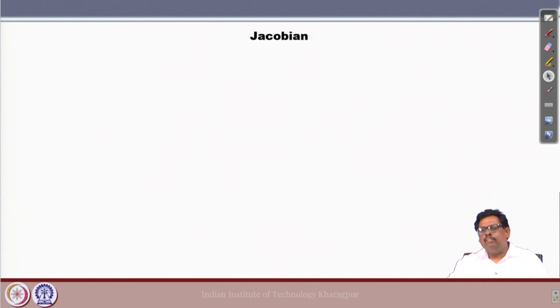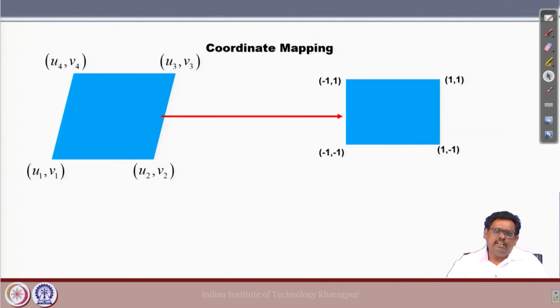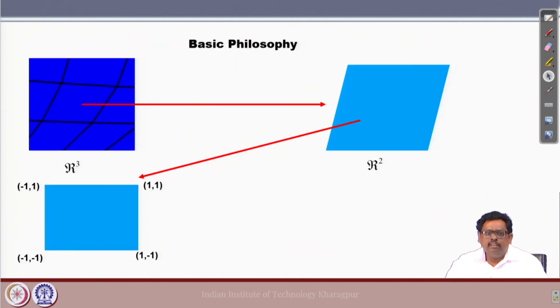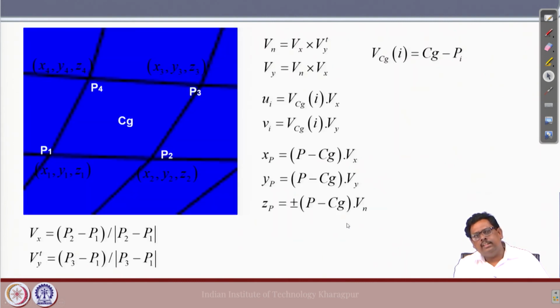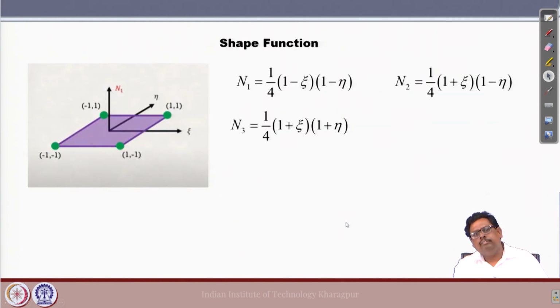Fine. Now, in order to do the integration, I need to find out what the Jacobian is. Now, what is the Jacobian? If you look at this integration scheme from before, we have a term which is mod of J, and this is nothing but the Jacobian. Now, what is the Jacobian and why is it used? Let us discuss why it is important to introduce the Jacobian here.